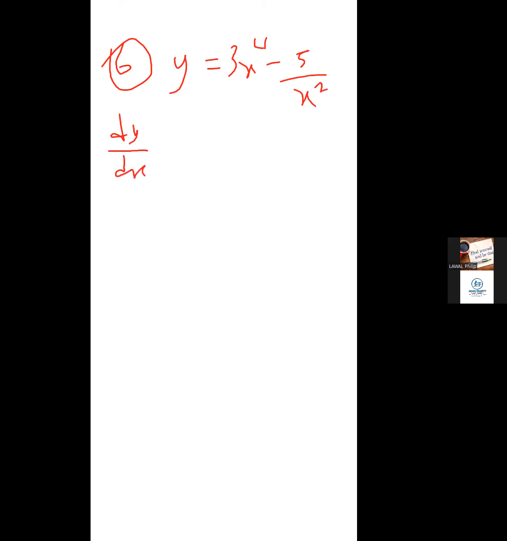3x raised to power 4 is easy. You just get 12x raised to power 3. 4 times 3 is 12. 4 minus 1 is 3. So you don't have problem like that.